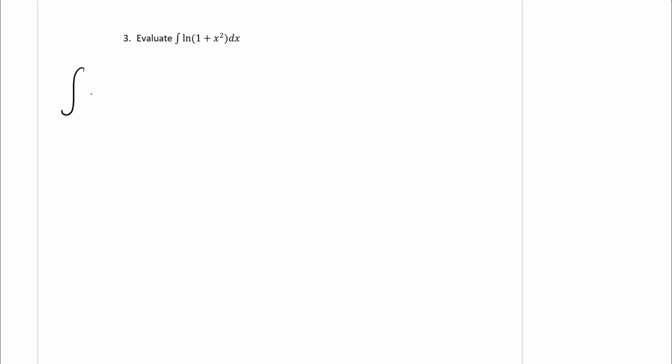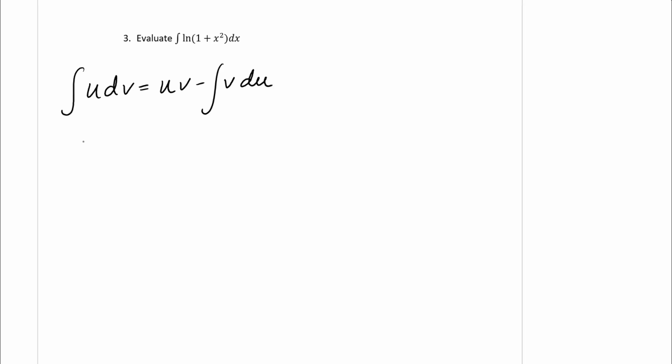Okay, let's take a look at another problem. We have to evaluate the integral of ln of (1 plus x squared) dx. Now what happens in this problem? What strategy should we use here? So what I'm going to do, I'm thinking of integration by parts. So I'm going to remind you that the integral of u dv is uv minus the integral of v du.